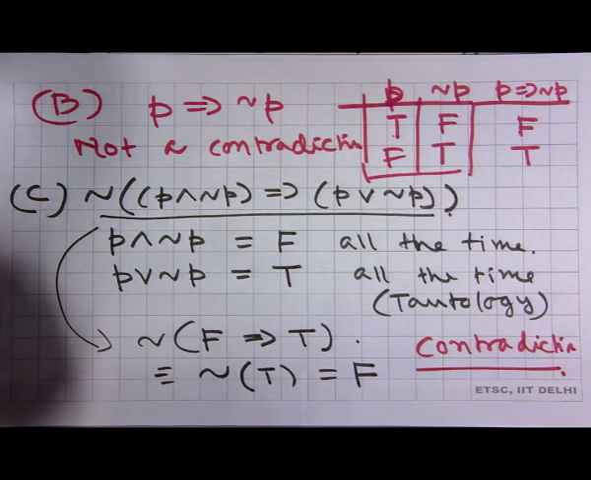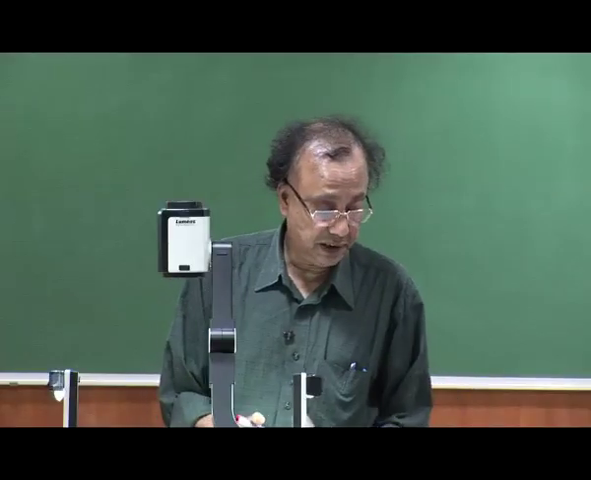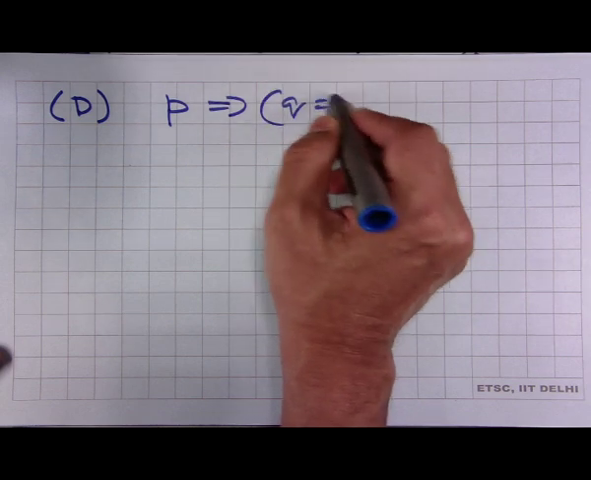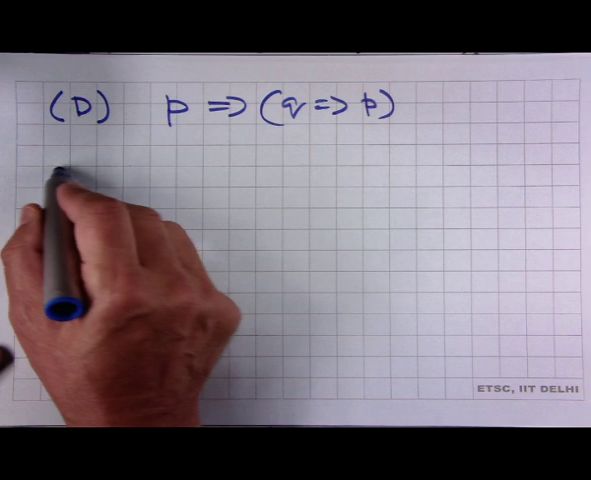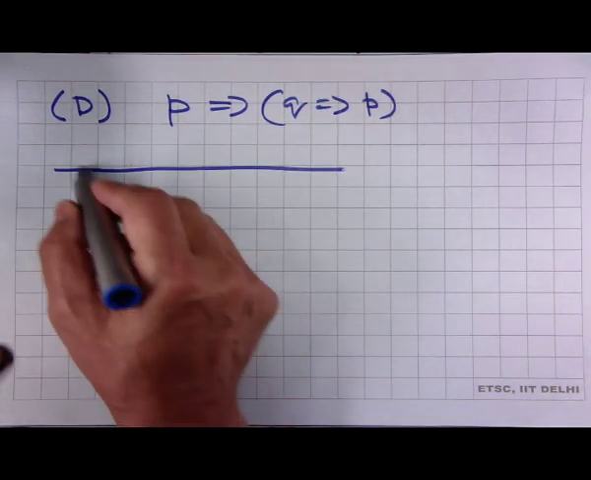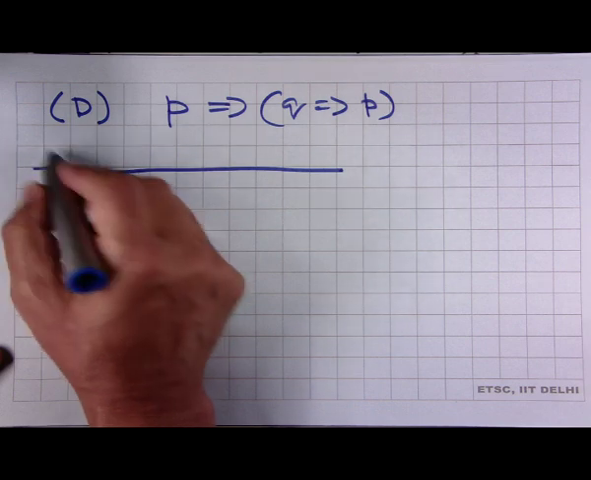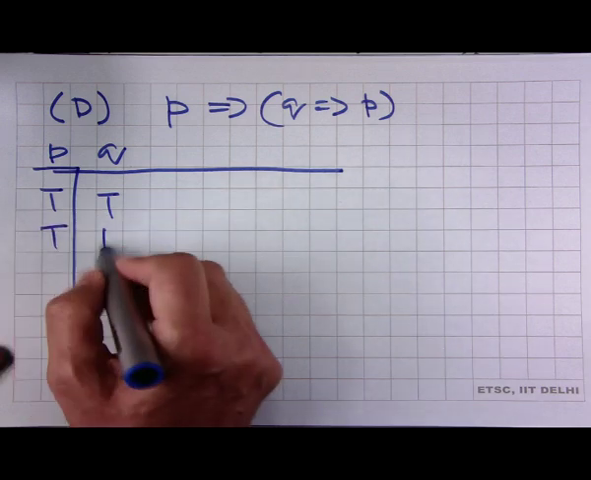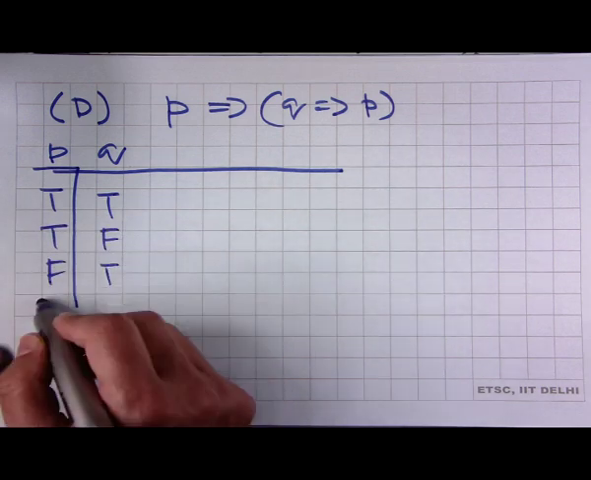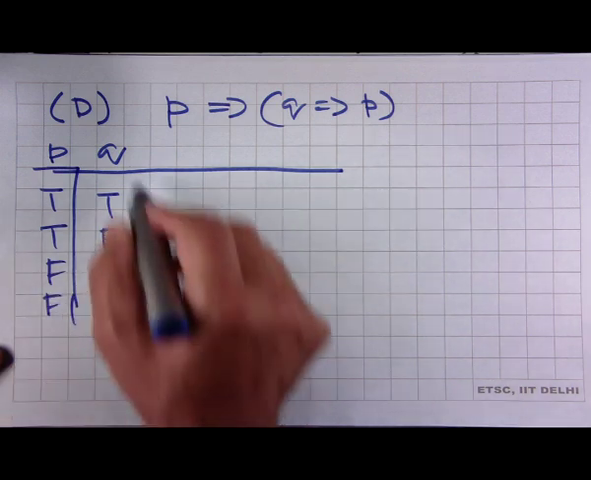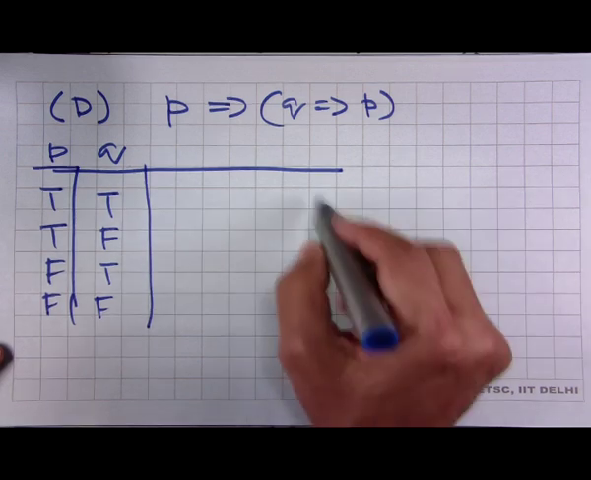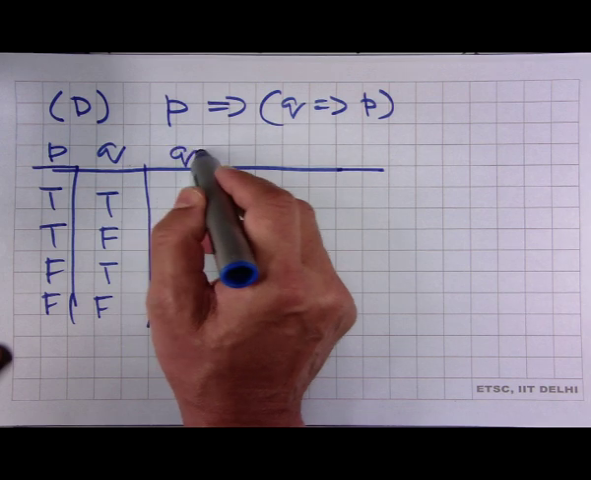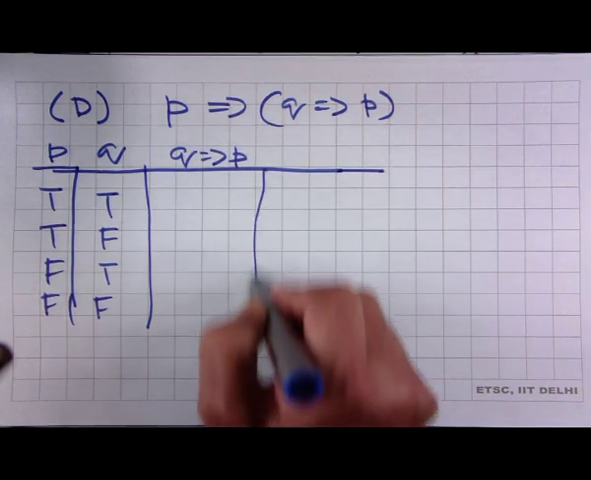Finally, we look at the fourth problem, which is P implies Q implies P. How to do it? Again, we do it in the following way. We draw the truth values for P Q: T T, T F, F T and F F. Now, we look at Q implies P. How does it look like?